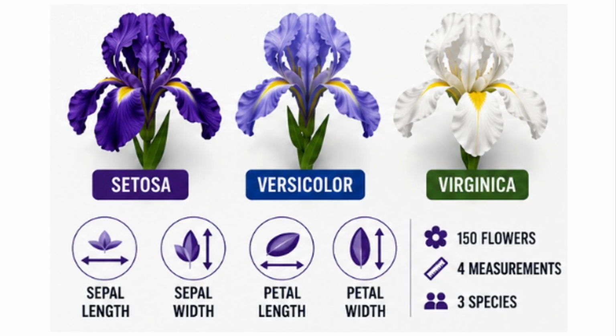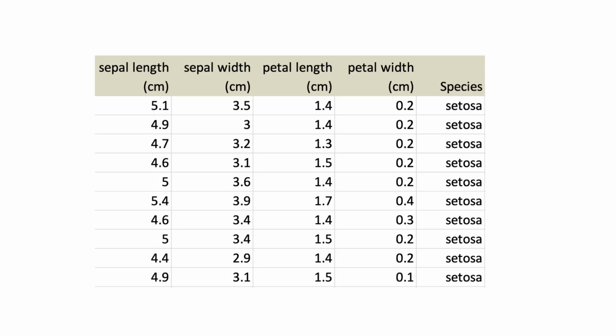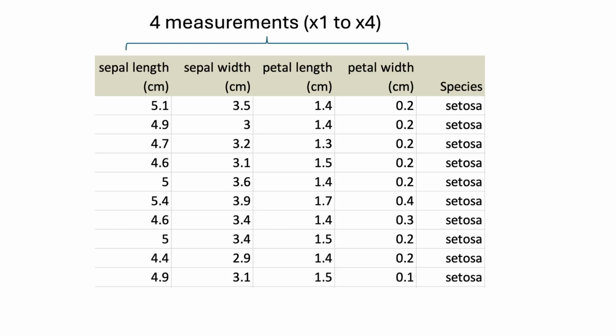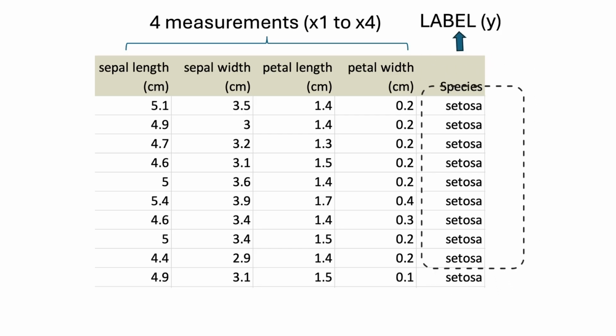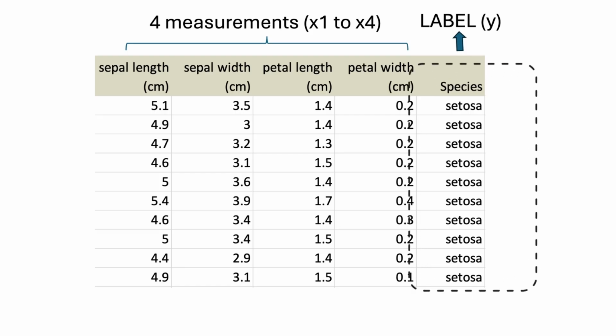The IRIS dataset contains 150 flowers divided equally among 3 species: Setosa, versicolor, and virginica. And for every flower, we have 4 measurements: sepal length, sepal width, petal length, and petal width. So our dataset is essentially a table with 150 rows and 4 numerical columns, plus the species label. And that last column is important because we already know the species of every flower.